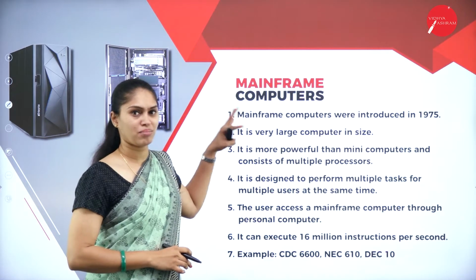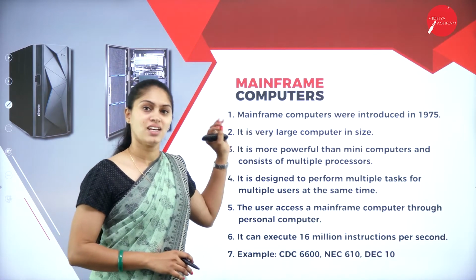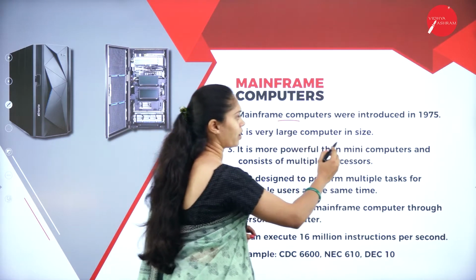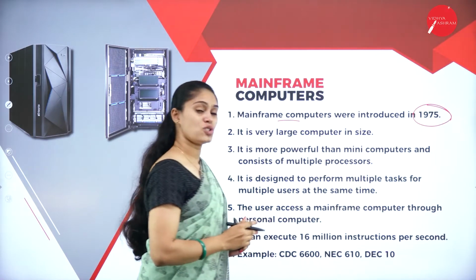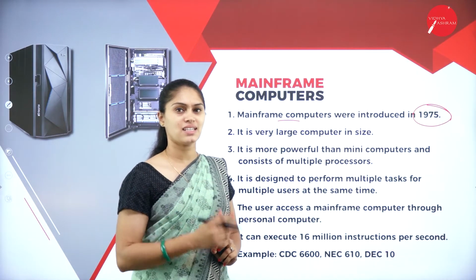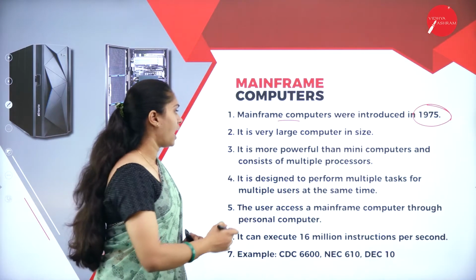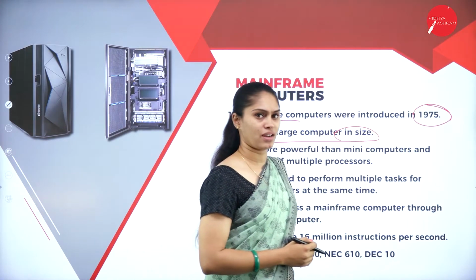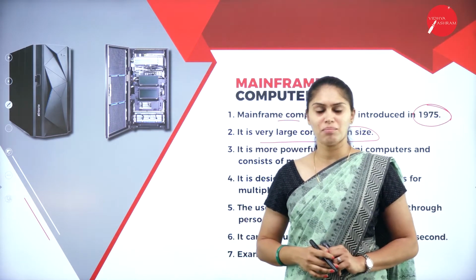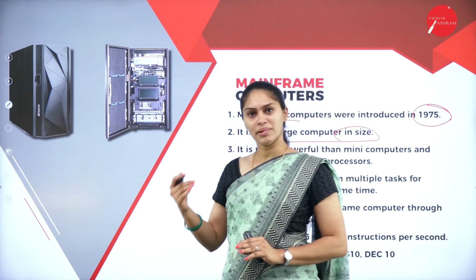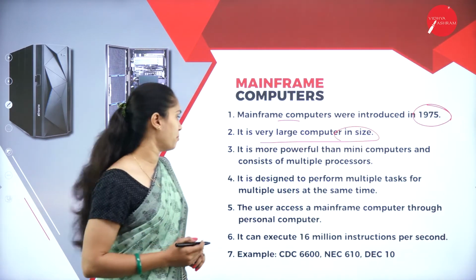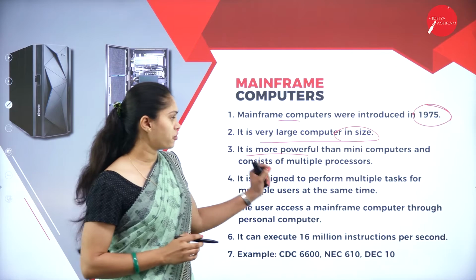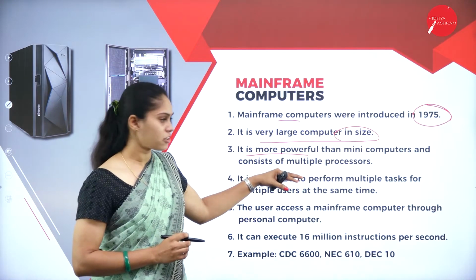That is mainframe computers. It will be larger in size when compared to the previous two types of computer. Mainframe computers were introduced in 1975. When it was introduced, in the year 1975, it was a very large computer. On size, we are dividing this computer, right? Then how is the size of this mainframe computer? It is larger in size when compared to the previous two types of computer, and it is more powerful. Very important thing, it is more powerful than the minicomputer and microcomputer.